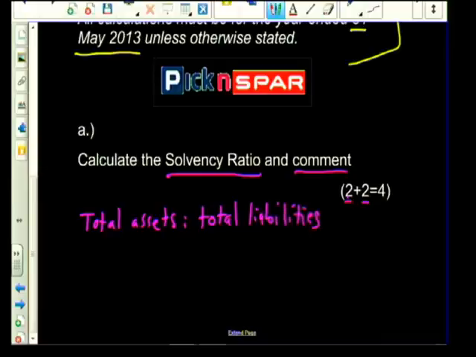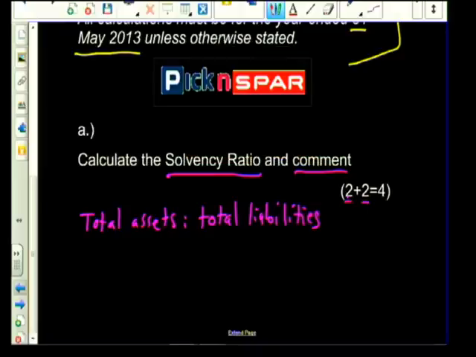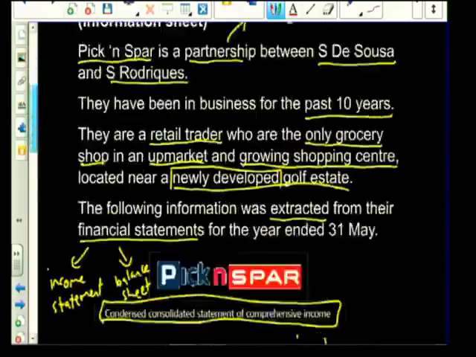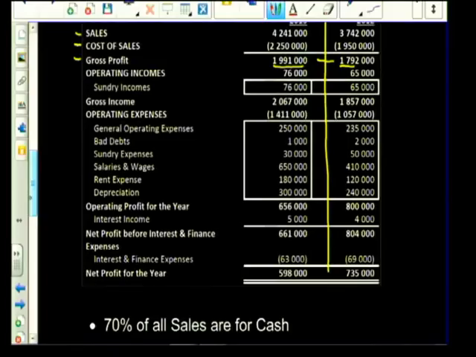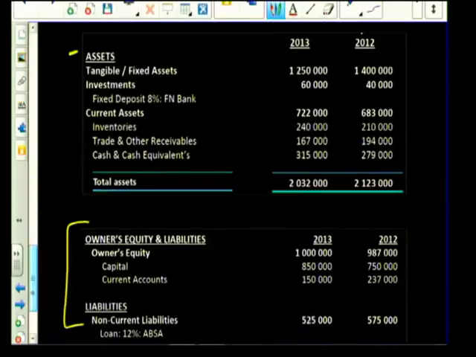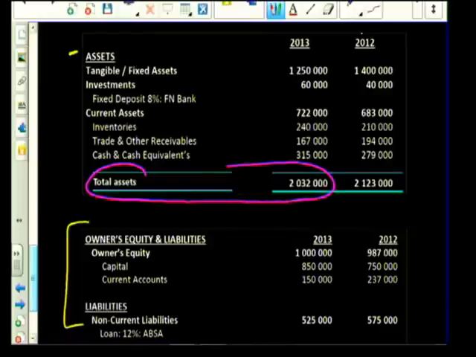In grade 10, you usually got a mark for writing the ratio out. You don't always get it in grade 11, but sometimes you do. It's worth writing it out so that you know which figures to use. So we need our total assets on the left-hand side. And if we look back to our information sheet, we will find our total assets somewhere here. We need to go to our statement of financial position. Here it is. Total assets, and remember mindsetters, we're doing it for 2013.